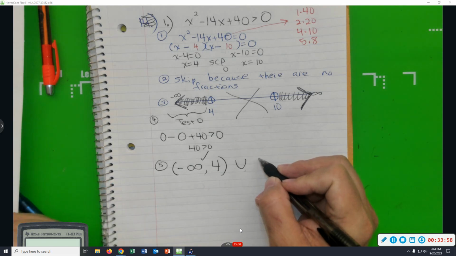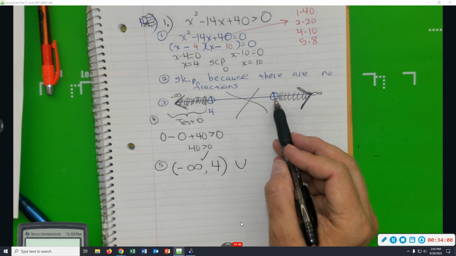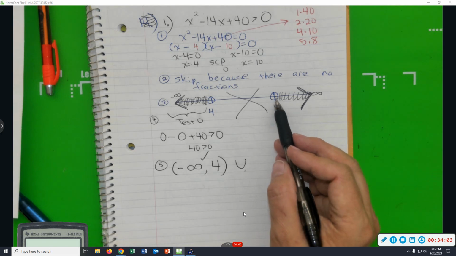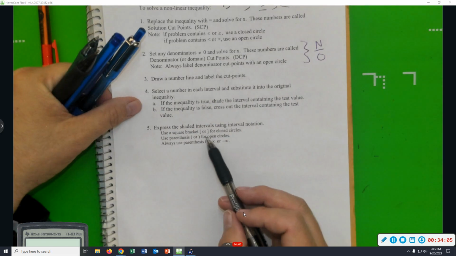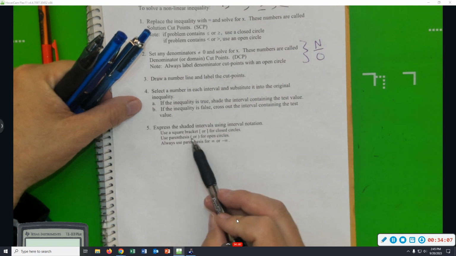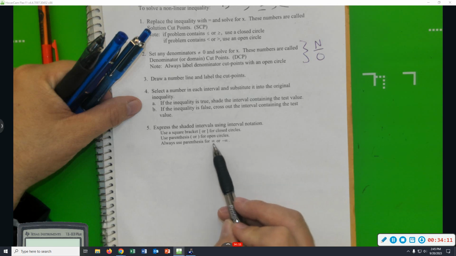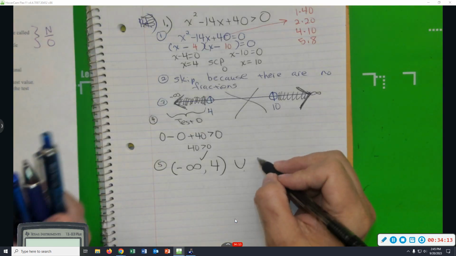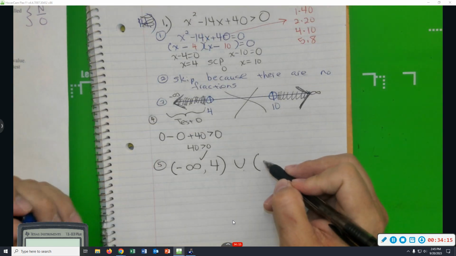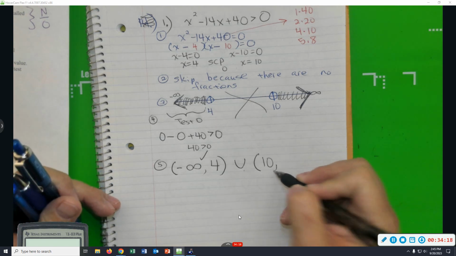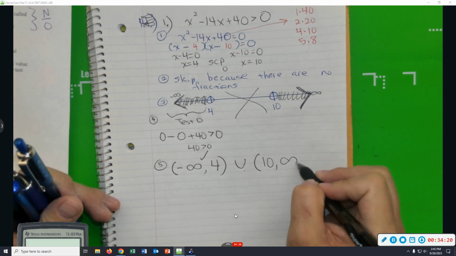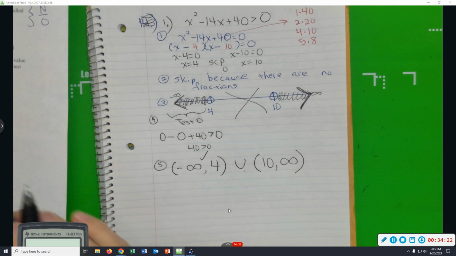I heard a bracket. Is that a bracket? Parentheses, open circles. You only use a bracket for closed circles. Use parentheses for open circles. Use parentheses for infinities or negative infinities. So parentheses, 10, comma, close parentheses.